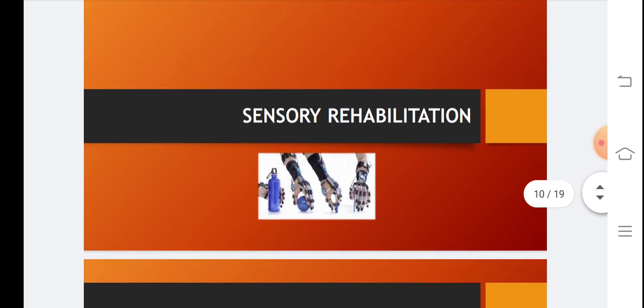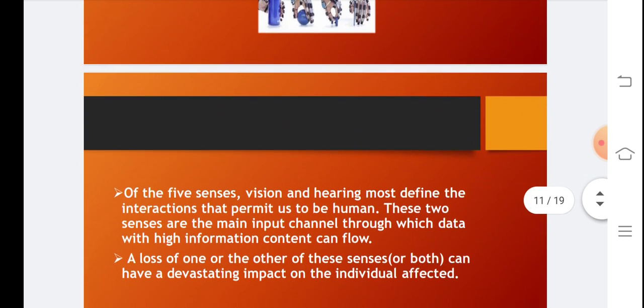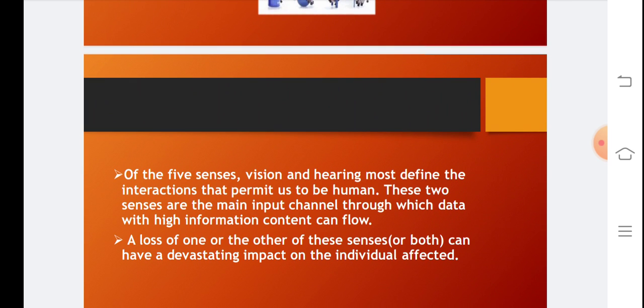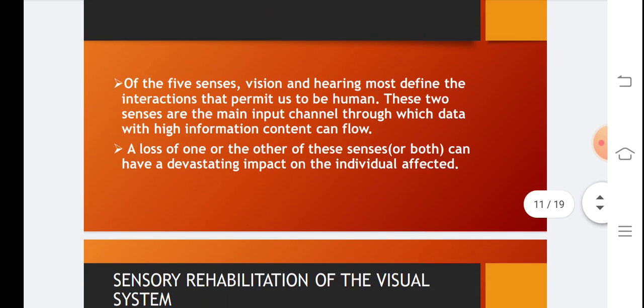Starting with sensory rehabilitation. Of the five senses, vision and hearing most define the interaction that permits use to the human. These two senses are the main input channels through which data with high information content can flow. A loss of one or the other of these senses can have a devastating impact on an individual affected. Basically, devastating means an extremely severe effect on an individual.